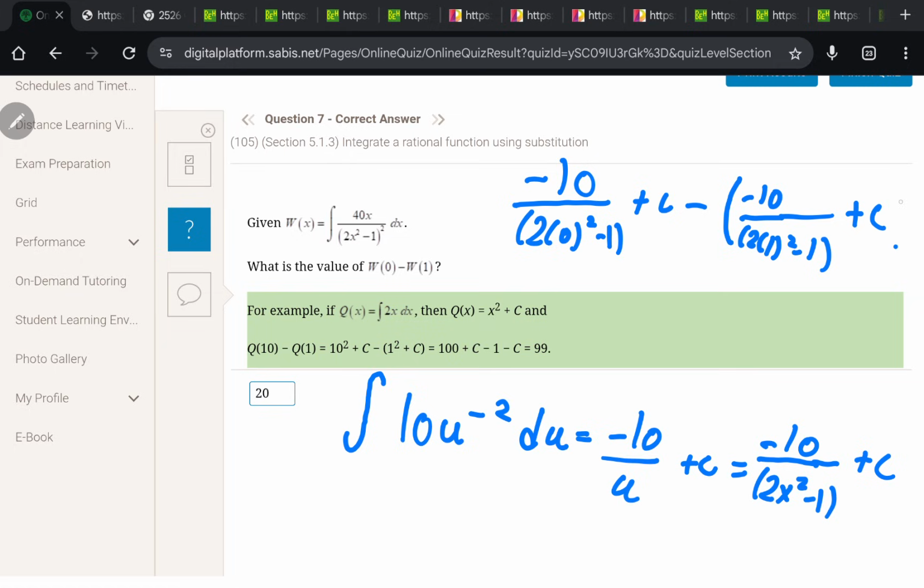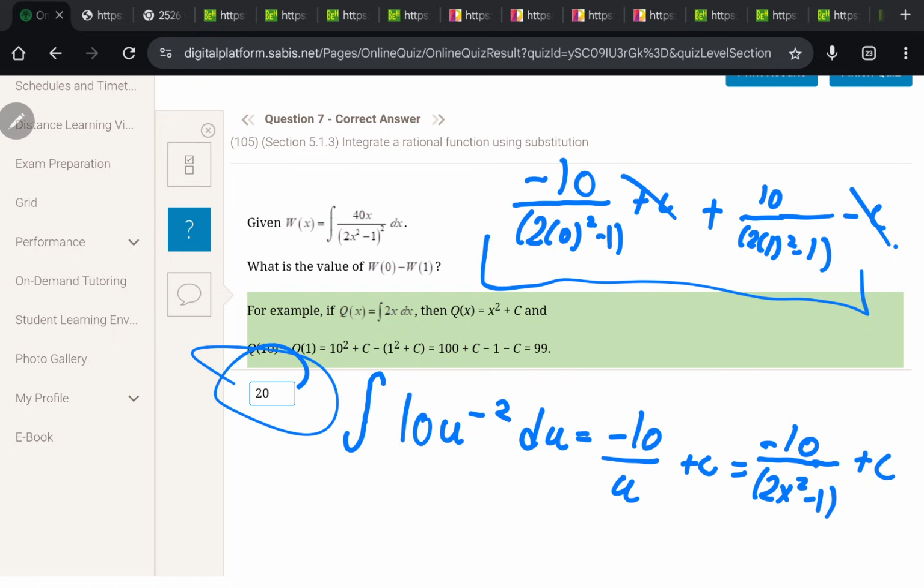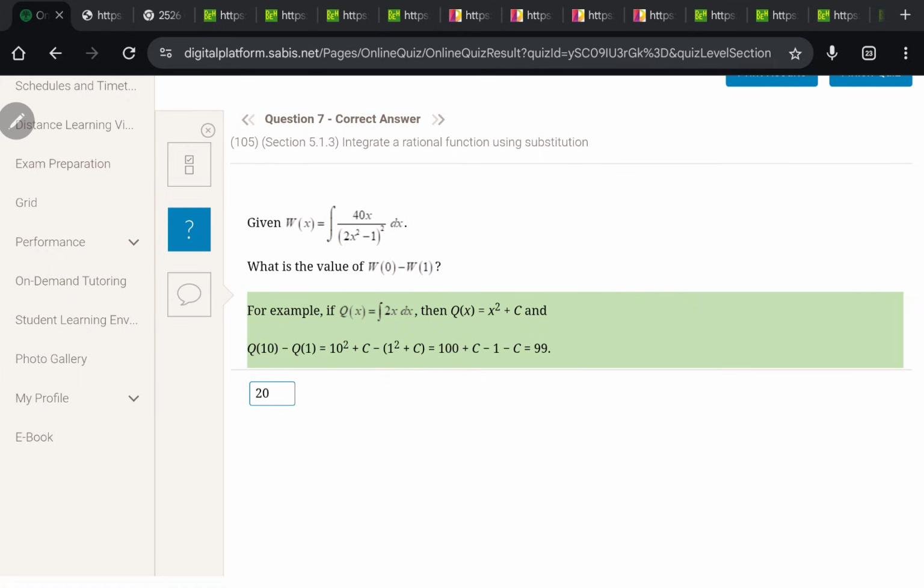Now, here's what's interesting. You're going to distribute the minus sign, so this will be positive 10 now. It'll be plus 10. But here, it'll be minus c now, because it was initially positive and you distributed the negative. Plus c minus c cancel out, so you don't even need to work with plus c minus c anymore. So then you do this part on your calculator. Let's do it together. Open the fraction, minus 10 over 2 into 0 squared minus 1. Close the bracket, plus 10, open the bracket down, 2 into 1 squared minus 1. Okay, you'll get 20, and that is your answer. Done. Moving on.